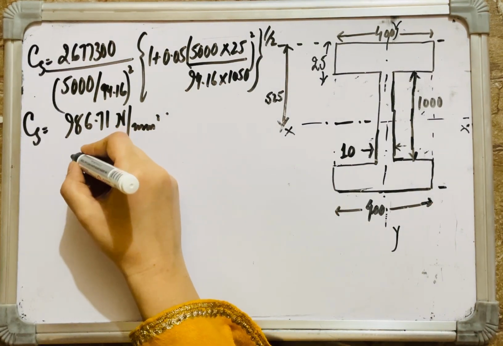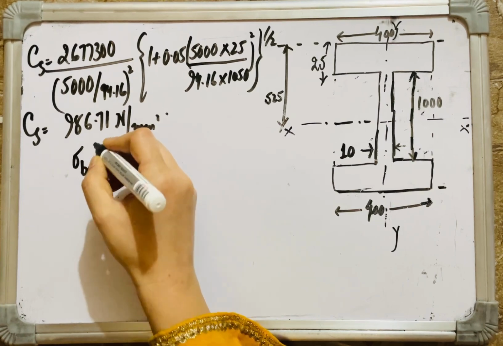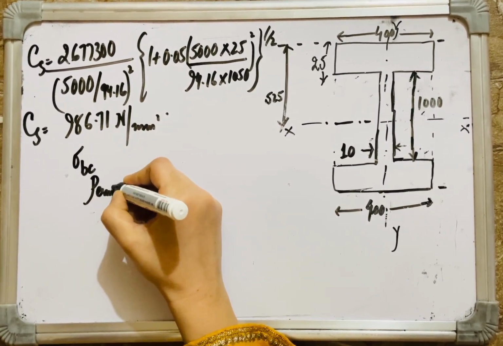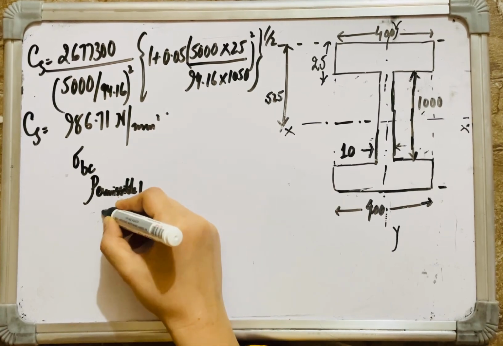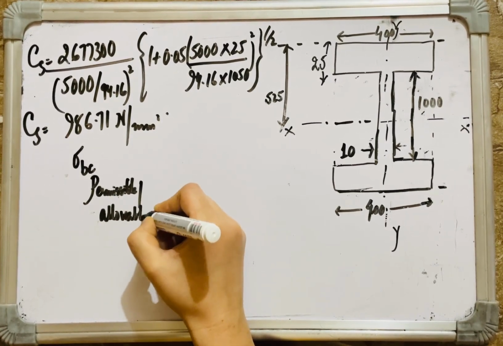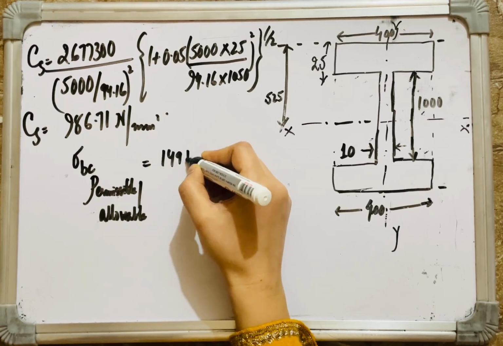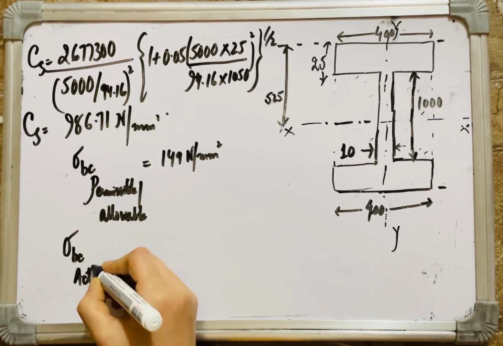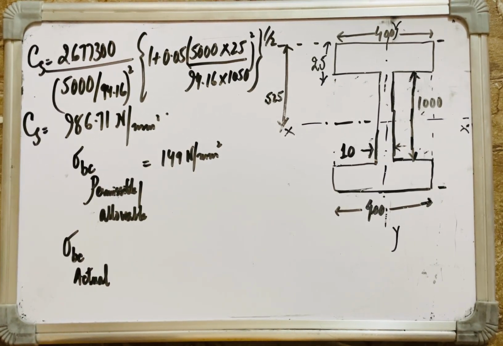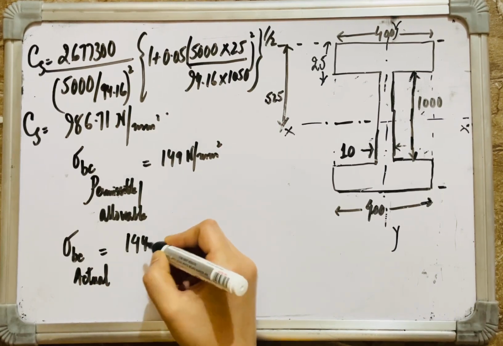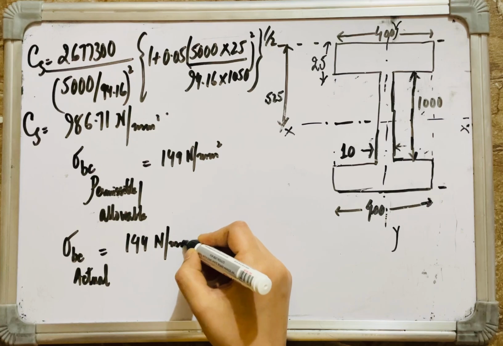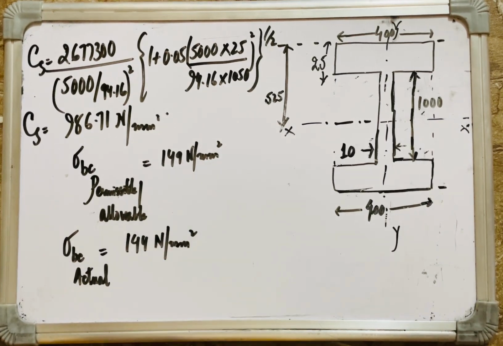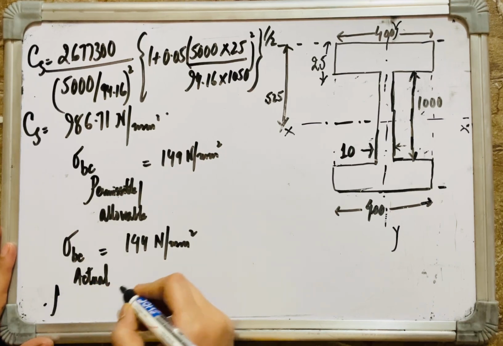All right, how much is it? Sigma BC, permissible or allowable: 149 Newton per mm square. How much was the actual bending stress? Actual maximum bending stress was 144 Newton per mm square. So actual is this, permissible is this, hence the actual flexural stresses or the bending stresses are within safe permissible limits, hence safe.